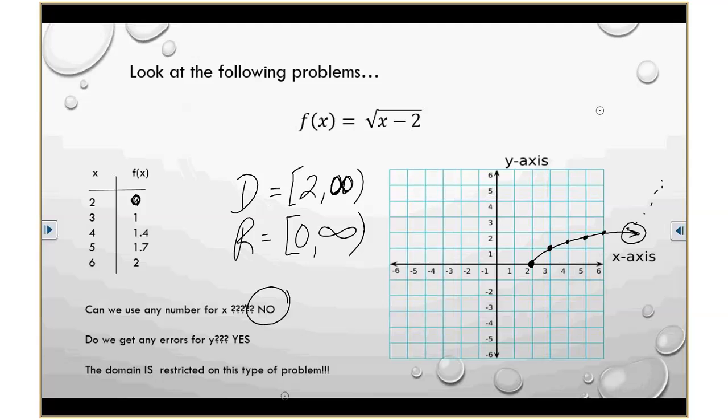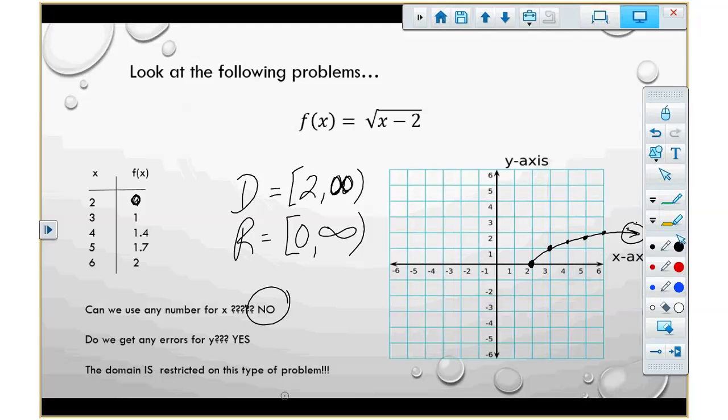So the domain is affected on this problem because it's a radical. Notice, radical, there's a problem. Rational, there's a problem. Anytime you see a radical or rational, your domain is going to be affected. Capiche? I understand.